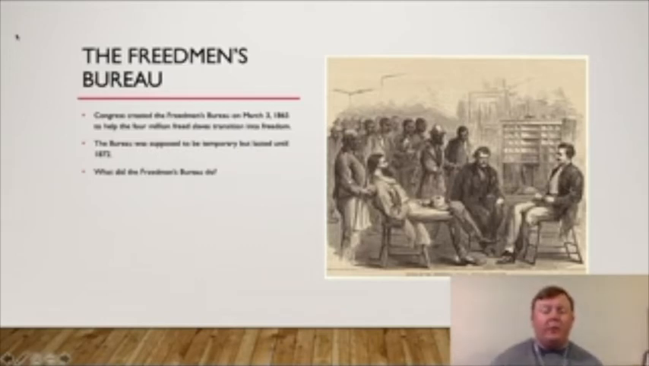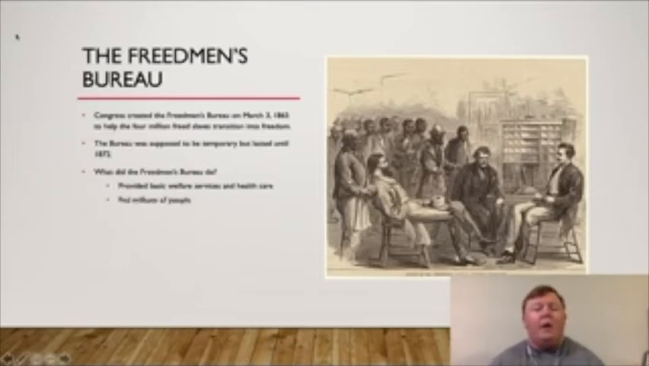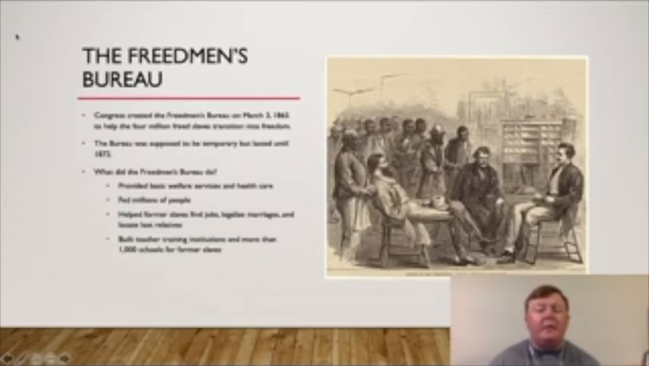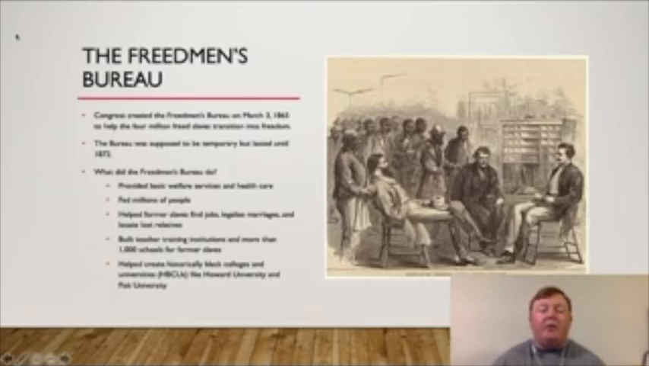It does several things for freed slaves. First, it provides basic welfare services and health care. It fed millions of people. The agency also helped former slaves find jobs, legalize marriages, and locate lost relatives. Two of the more important things the Freedmen's Bureau did is it built teacher training institutions and more than 1,000 schools for former slaves. It also helped create historically black colleges and universities, also known as HBCUs, such as Howard University and Fisk University in Nashville.